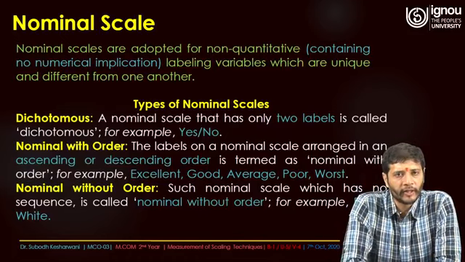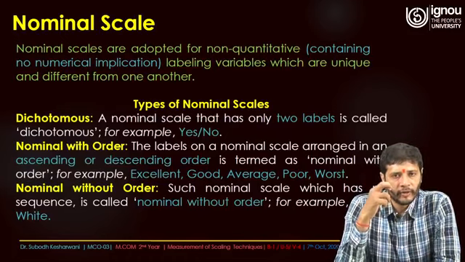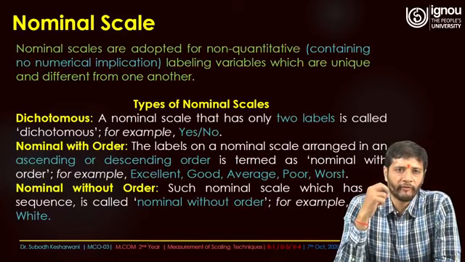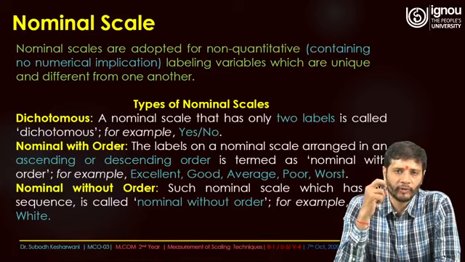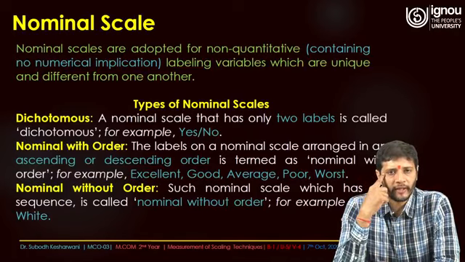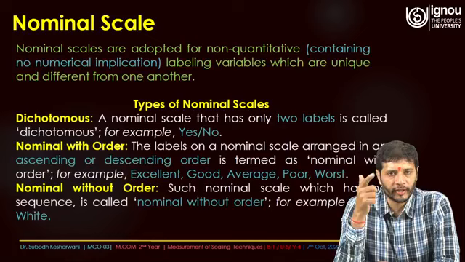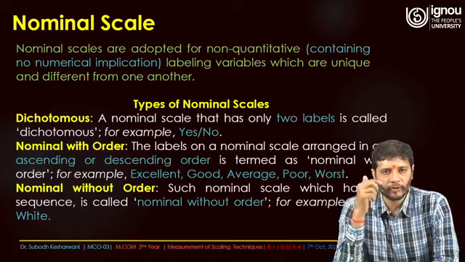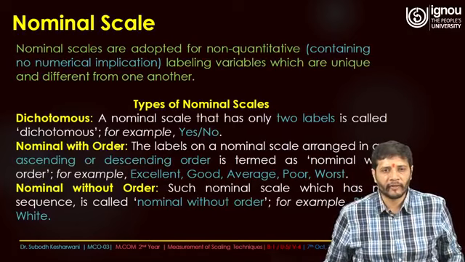So nominal scales are adopted for non-quantitative things containing no numerical implications, labeling variables which are unique and different from one another. Types of nominal scales are dichotomous, a nominal scale that has only two labels, for example yes and no. Then nominal with order, where the labels of a nominal scale are arranged in an ascending or descending order, for example excellent, good, average, poor, worst. There are various kinds of scales.